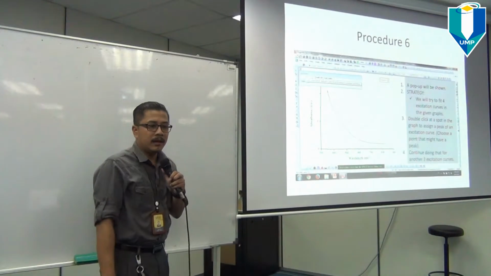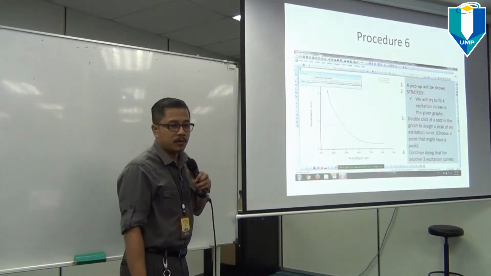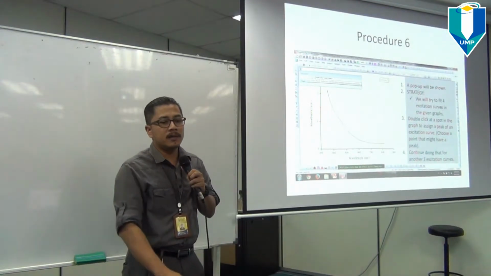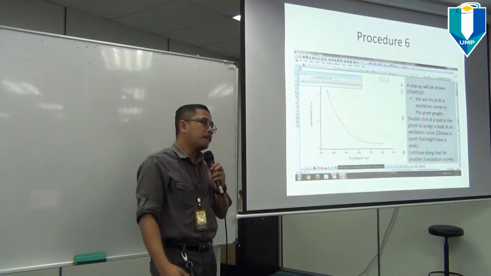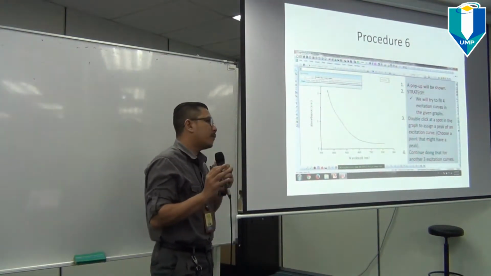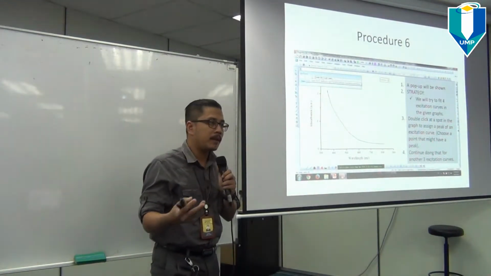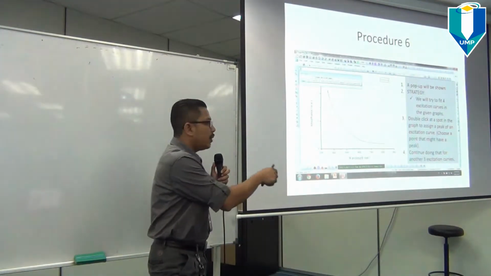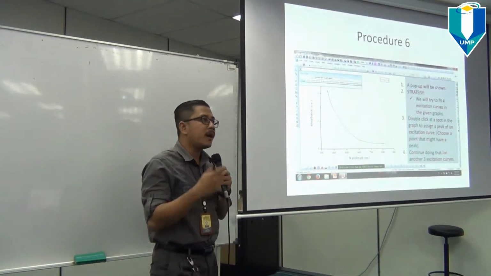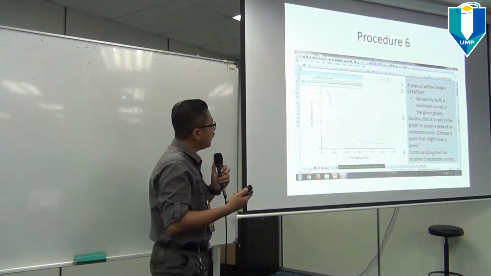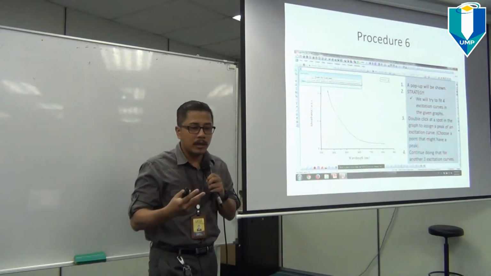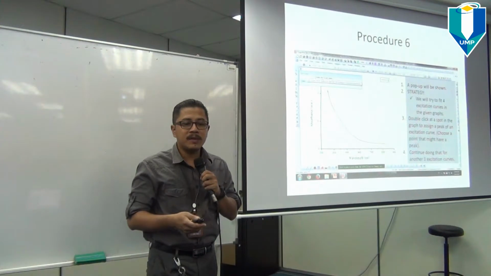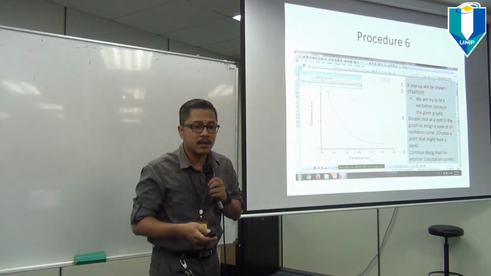Next, another pop-up will be shown. So your strategy is that we will try to fit 4 excitation curves in the given graph. Remember, we could have multiple absorption spectra in this cumulative spectra. So we will try to fit 4 excitation curves only. So double click at a spot in the graph to assign a peak of an excitation curve.